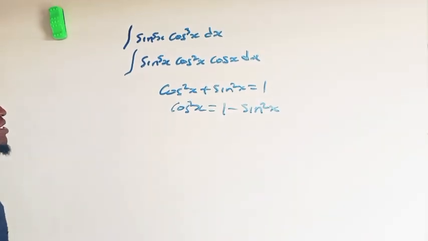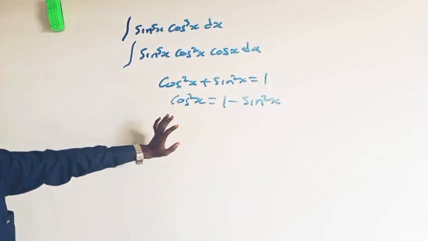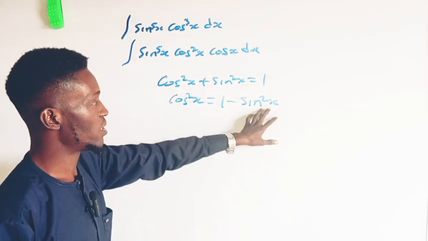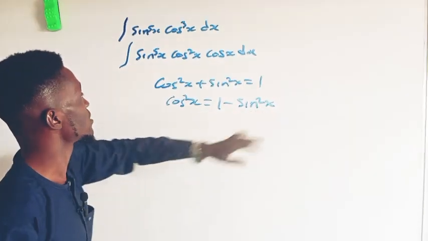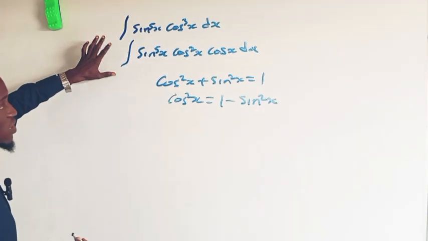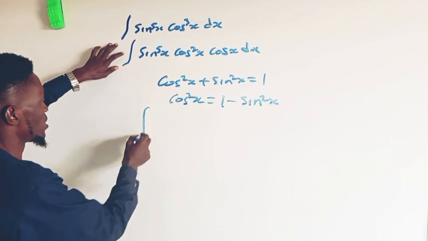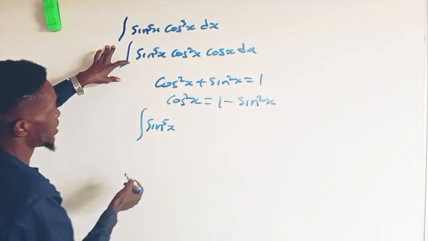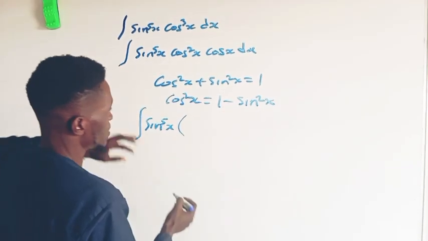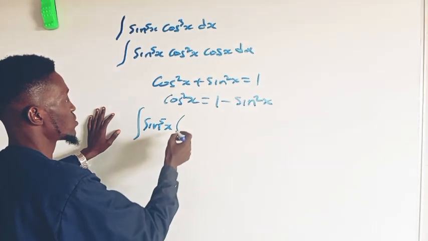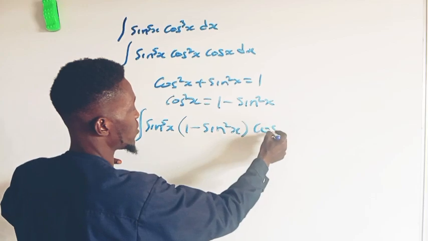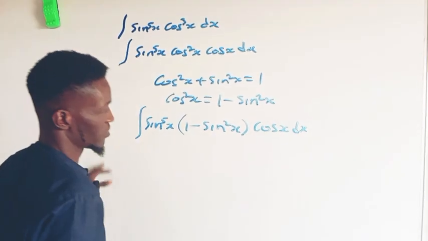Good. So since we have this type of equation, it means that whenever you see cos square x, represent it with what? 1 minus sine square x, isn't it? So let's recall our initial problem. We have our integral sine raised to power 5 x, and this cos square x there we replace with 1 minus sine square x. So it's going to be sine 5 x times the bracket 1 minus sine square x close bracket, cos x dx.